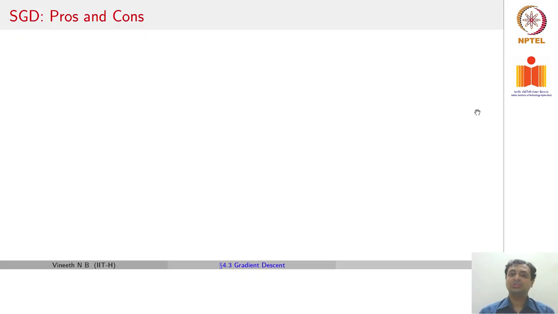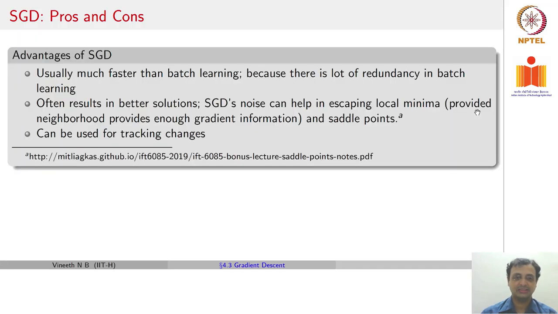What are the pros and cons of stochastic gradient descent when you compare it to batch gradient descent? Let's try to understand this. The advantages of stochastic gradient descent, which by far outnumber its disadvantages: it's usually much faster than batch learning when you train neural networks. Why is that so? It's simply because there is a lot of redundancy in batch learning.